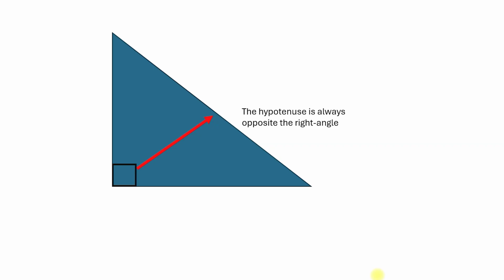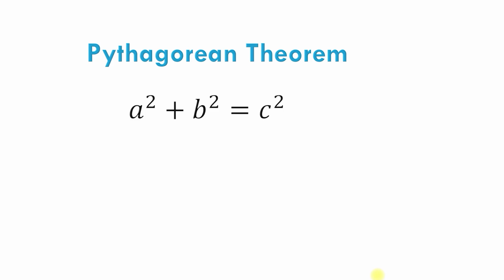The hypotenuse side is often given the label C. The other two sides, or legs of the triangle as they're sometimes called, are often given the label A and B. It doesn't matter which of the other two sides we call A or B, it's pretty much interchangeable. Here's the equation for the Pythagorean theorem. But what does it mean, and how do we go about using it?